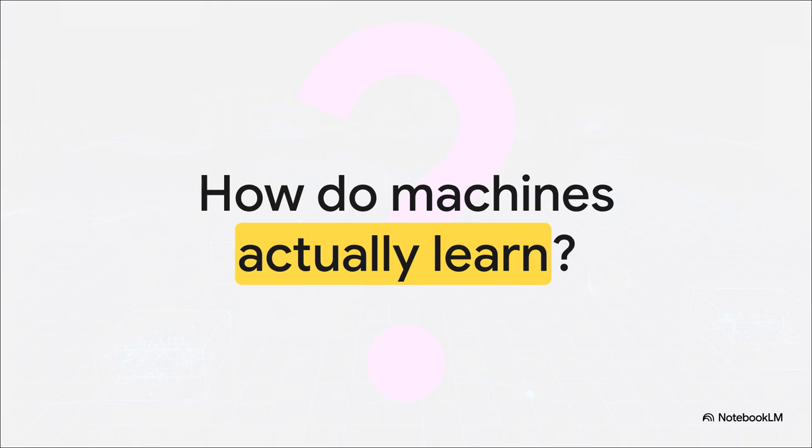A machine doesn't actually learn in the human sense. Instead, we have to ask how mathematical optimization simulates learning. What we commonly call artificial intelligence is fundamentally just a highly advanced series of matrix transformations driven by calculus.